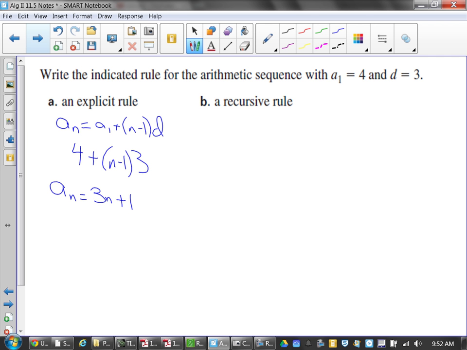So when you're starting with terms in this sequence, we know that the first term is going to be what? 4. So the first term was 4. What was the second term? That would be 7, yeah. And then what?